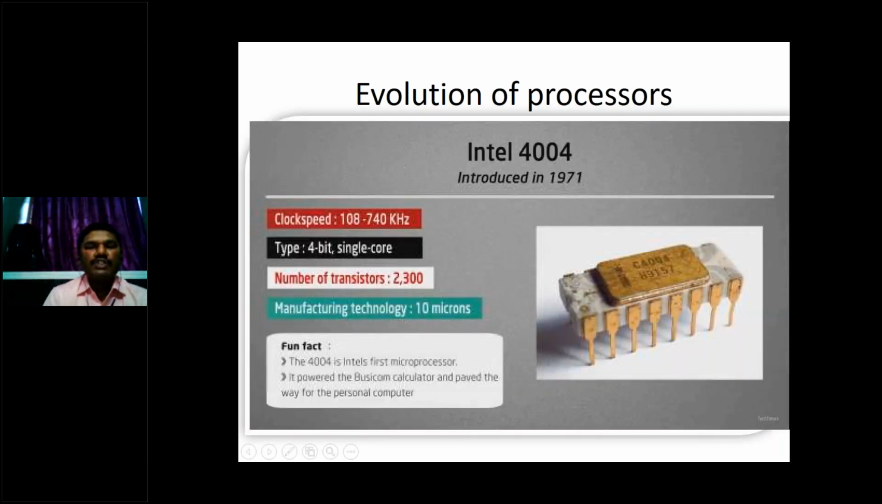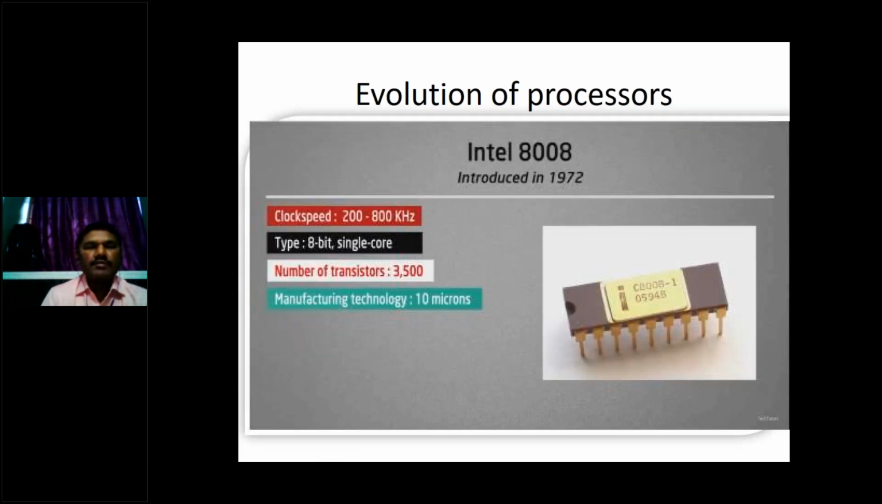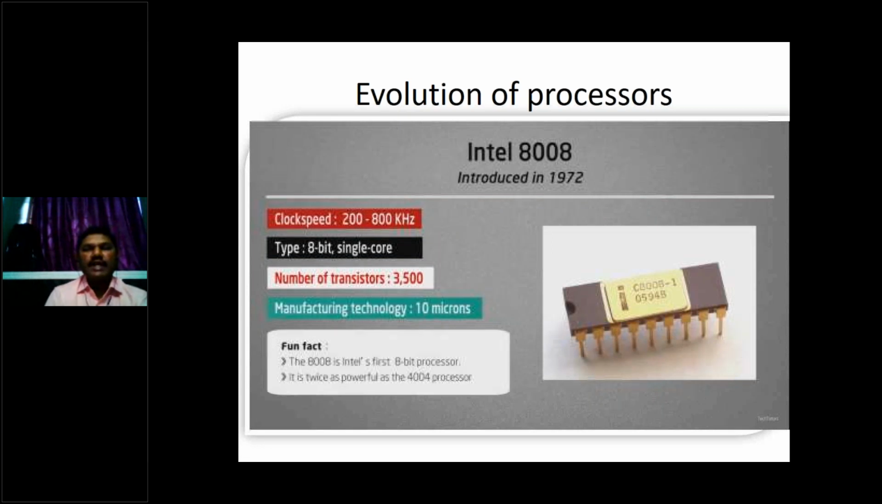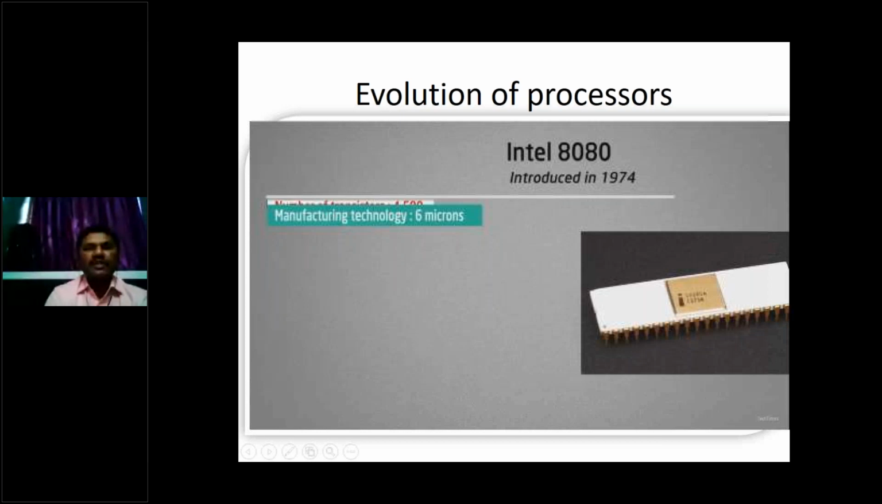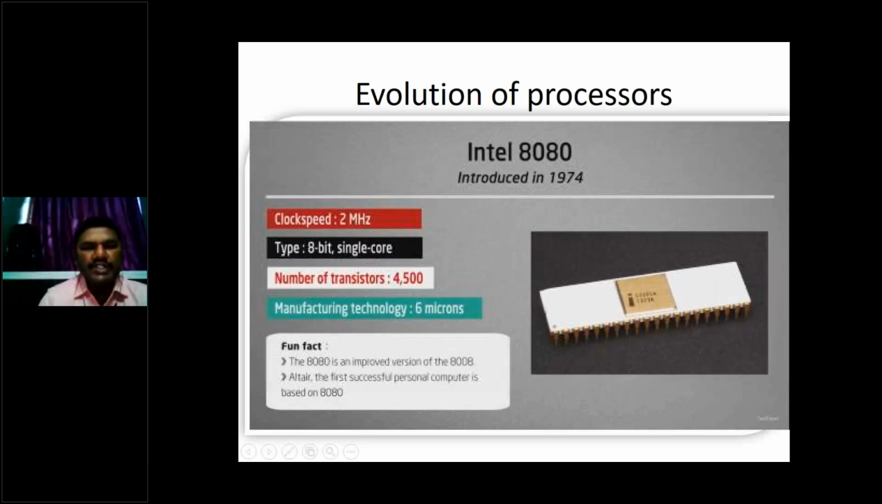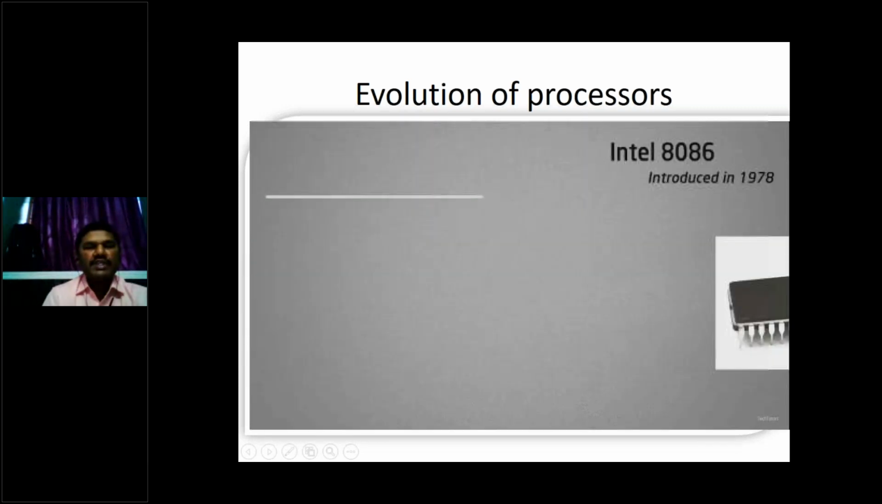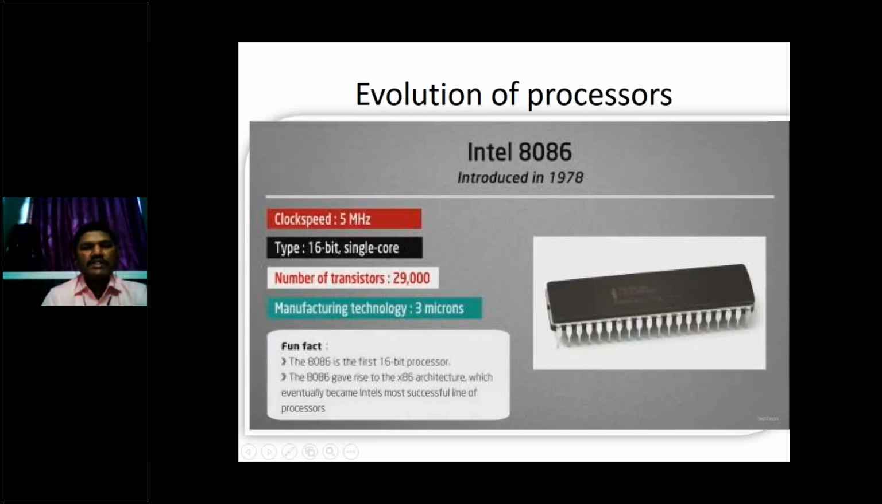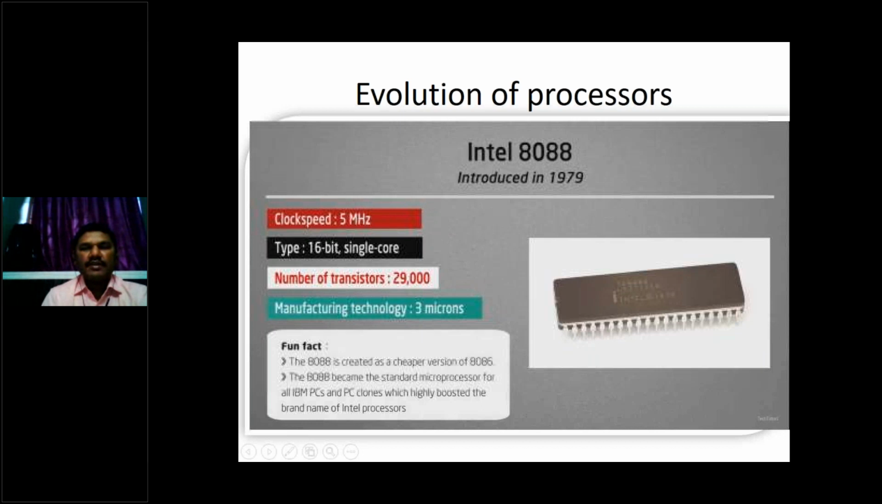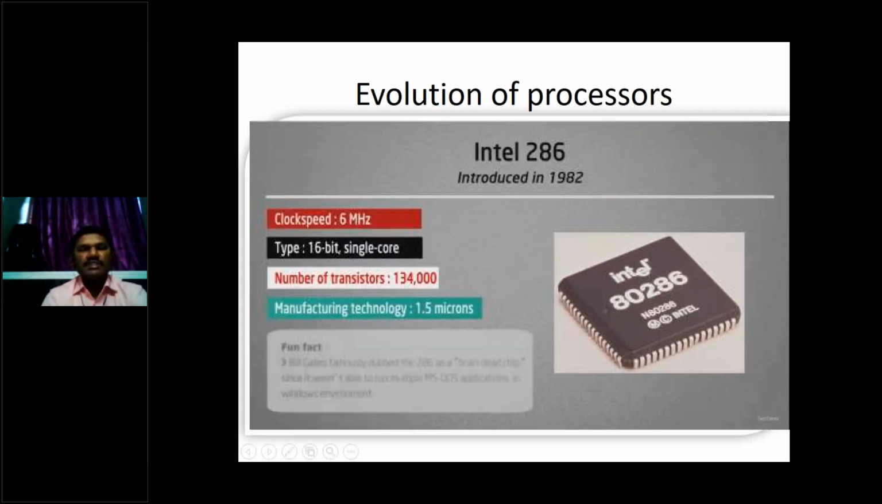Intel 4004 introduced in 1971. Its clock frequency... 8008 in 1972, with clock frequency 800 kHz and 3005 transistors. 8080 in 1974, 2 MHz, it is 8-bit and has only a single core. And 8086 is 16-bit, 1978, with 29,000 transistors. Intel 8088, 1979, 5 MHz and 29,000 transistors.